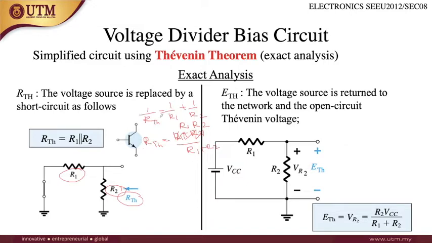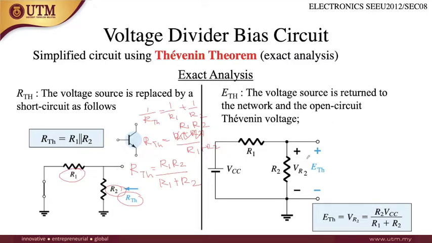I think you can calculate this by yourself and confirm it. You will get the result that R Thevenin is R1 R2 over R1 plus R2, because these are parallelly connected.